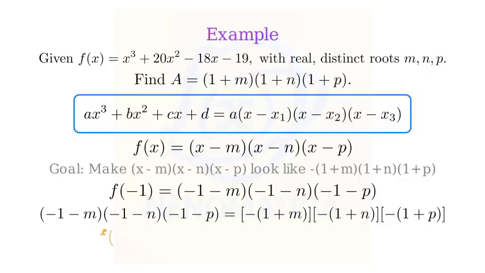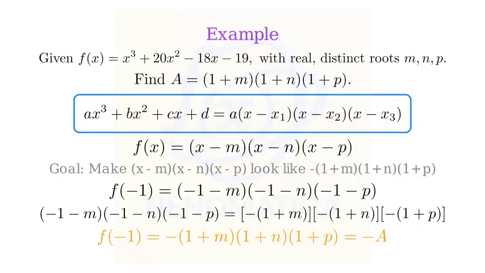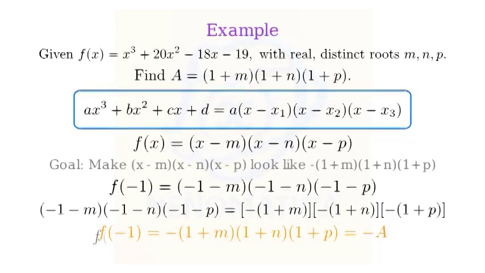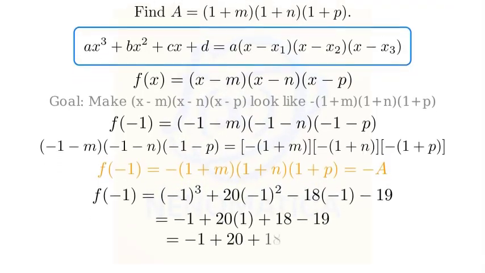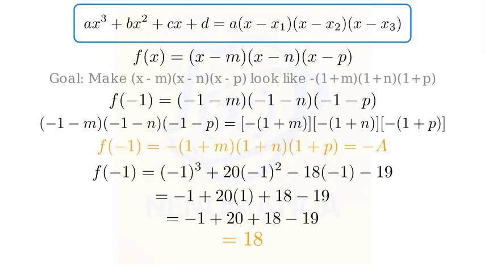Next, compute f of negative 1 directly from the polynomial. Then simplify carefully. Now equate the two expressions for f of negative 1. Then solve for a.